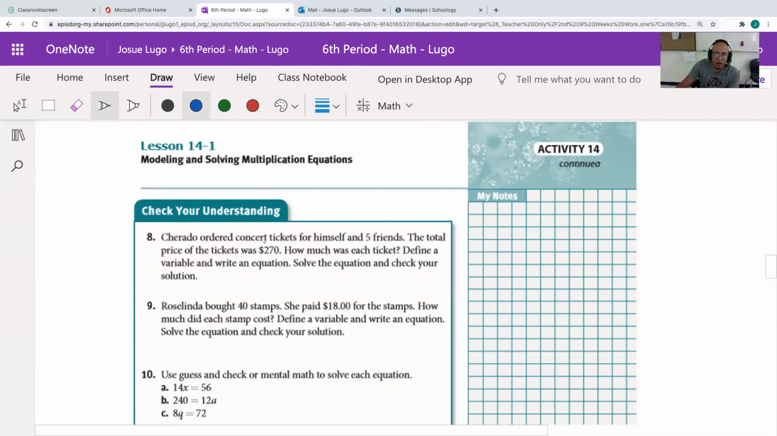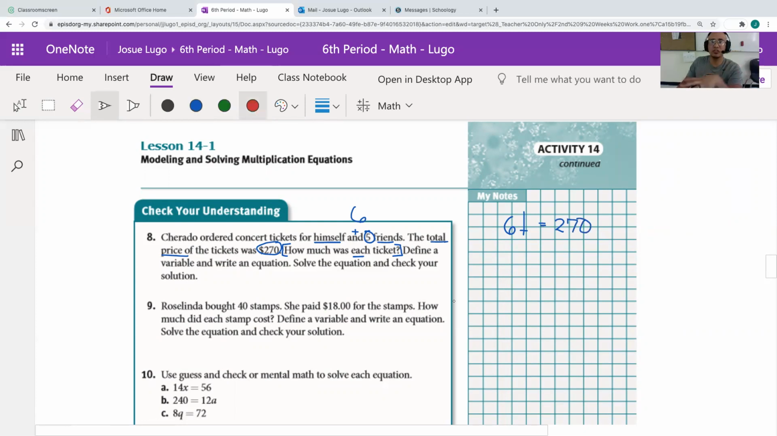So Sherrod ordered concert tickets for himself and 5 of his friends. So that's a total of 6 people, right? 6 total people. That's all what this is saying. The total price of the tickets was $270. So all the tickets put together was $270. And it's asking how much was each ticket. In other words, we have tickets and there's 6 of them, or 6 times that ticket. And all of those tickets put together will be $270. There is my equation. Again, don't worry so much about how we got that equation.